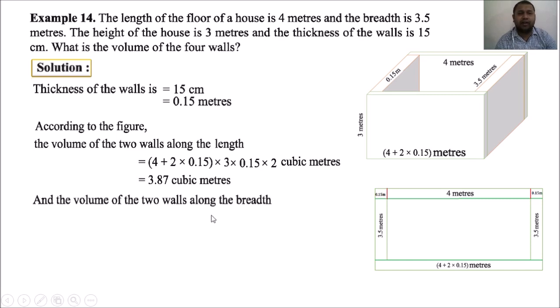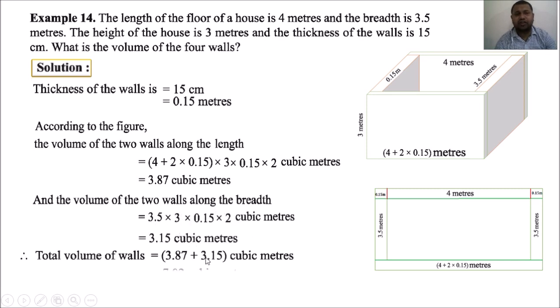Now, along the breadth, similarly, but there is no problem with the corners, because I'm taking these corners with the length, so it is only the volume of this breadth and this breadth. So the volume of 3.5 meter, this is 3.5 meter, then 3 meter is your height and 0.15 is your thickness. This is one wall volume along the breadth, but you have two walls, so that's why I'm multiplying with 2, and that is cubic meter. And if you do the calculation, 3.15 cubic meter. So this two wall volume is 3.15, this two wall volume is 3.87 cubic meter. So the total volume of the wall, if you add them, you will get this answer.